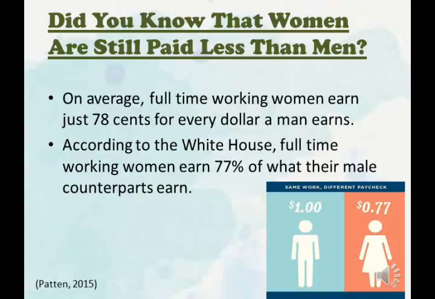Did you know that women are still paid less than men? On average, full-time working women earn just 78 cents for every dollar a man earns. This significant gap is more than a statistic. It has real-life consequences. When women, who make up nearly half the workforce, bring home less money each day, it means they have less for the everyday needs of their families, and over a lifetime of work, far less savings for retirement. According to the White House, full-time working women earn 77% of what their male counterparts earn. This means that women have to work approximately 60 extra days, or about 3 months, to earn what men did by the end of the previous year.